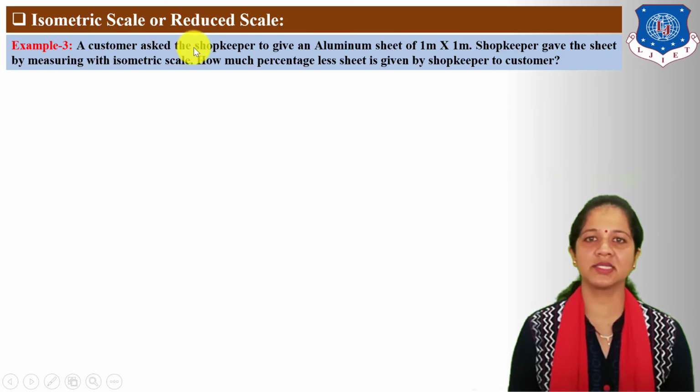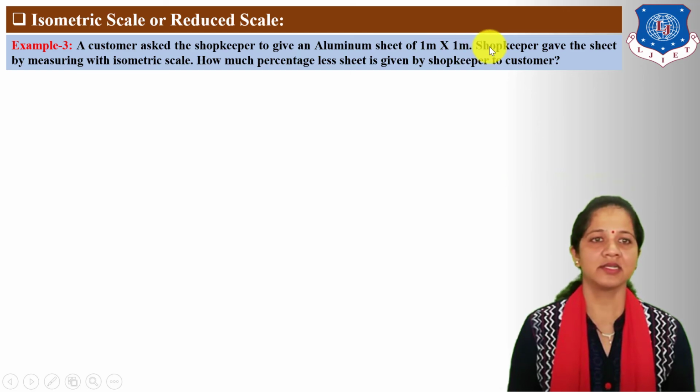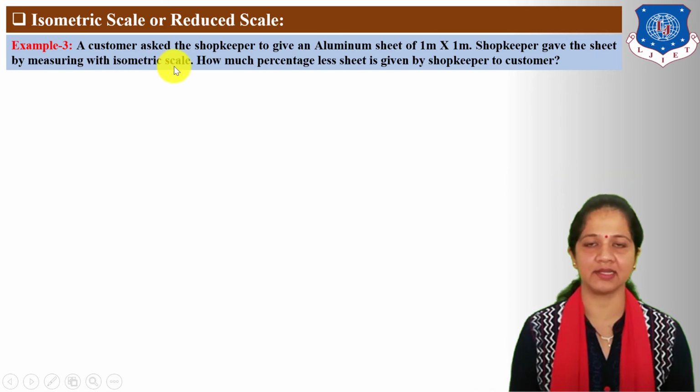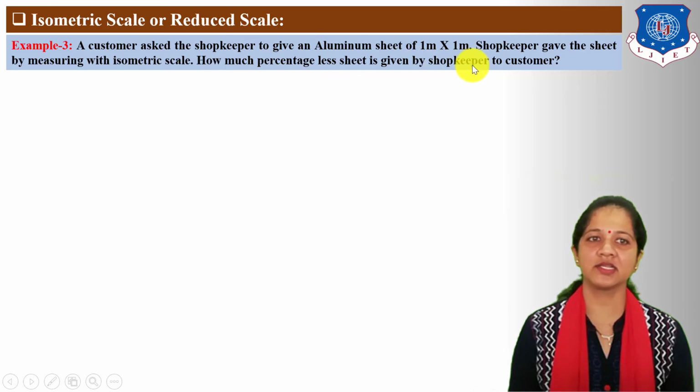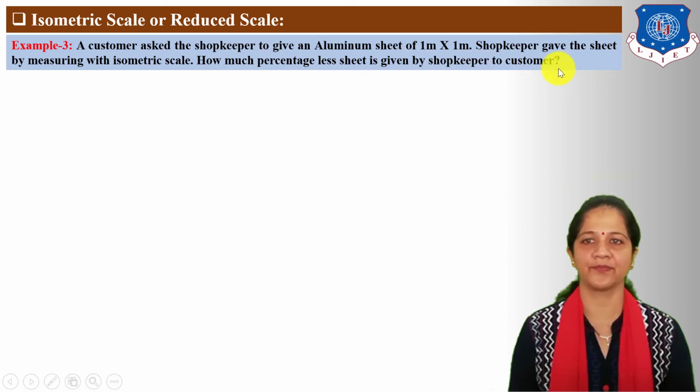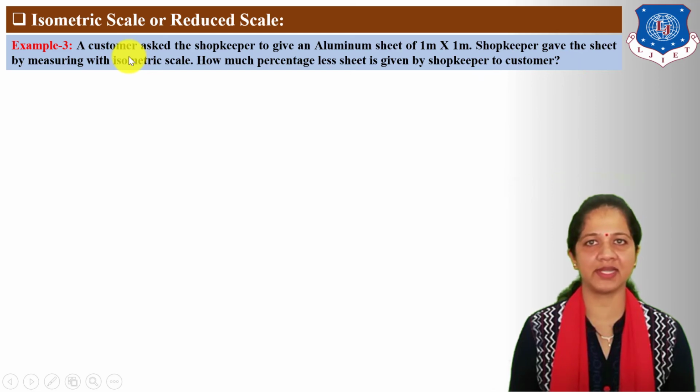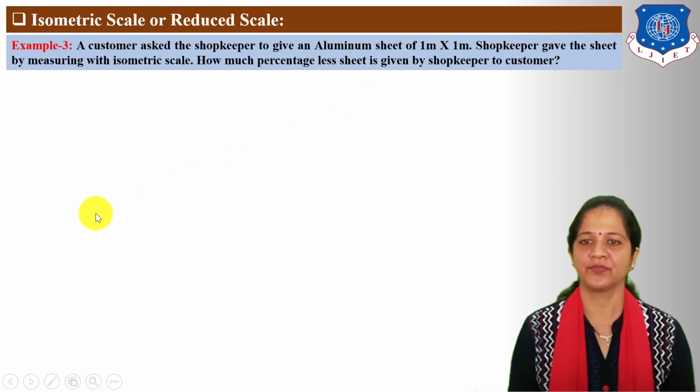Next, let us solve third example. A customer asked the shopkeeper to give an aluminum sheet of 1 meter into 1 meter size. Shopkeeper gave the sheet by measuring with isometric scale. How much percent less sheet is given by shopkeeper to customer? Now here, as per given data, first find out area of this given sheet as per isometric view or drawing, and next find out area of this sheet as per isometric projection.